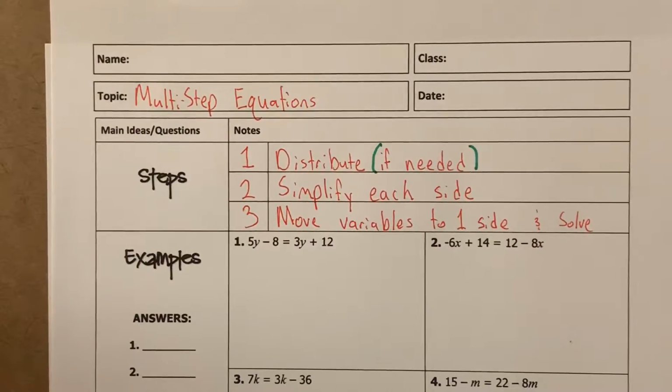Today's notes are over multi-step equations. This is part 2. The difference between this one is we have variables on both sides this time. So we have 3 steps.